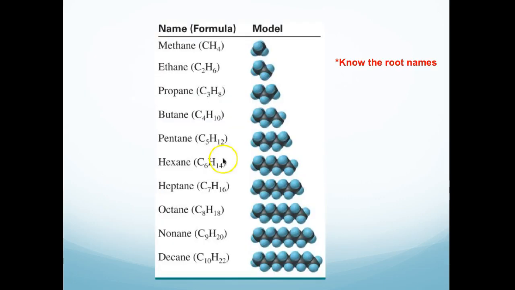What we want to know are the root names. So from 1 carbon to 10, I want you to know the name of the alkane. We also need to know these prefixes, which are a little bit different from the ones we learn for molecular compounds in general. So meth means 1 carbon. All of them are going to have the ending ane because they have all single bonds. So methane, ethane, propane, butane, and so on. Again, the prefix tells us how many carbons are in the long linear chain.